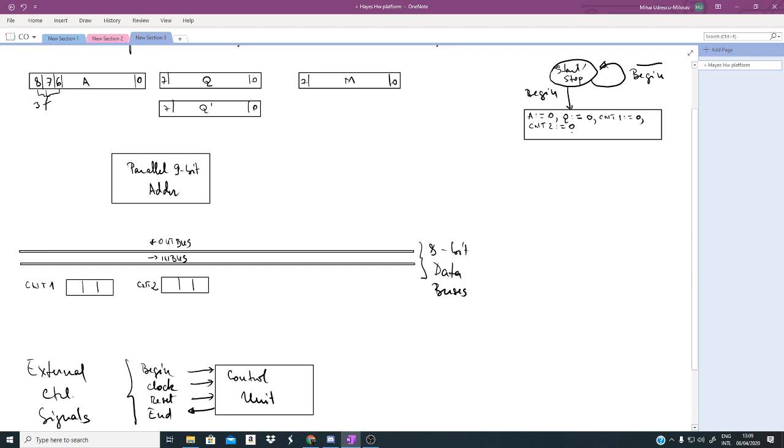Okay, and at the same time we load the dividend in register Q from the in bus. Right? So we do all these things with the control signal C0.